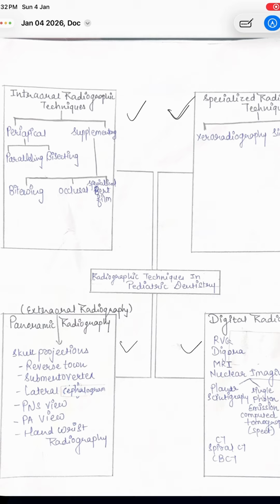Intraoral radiographic techniques include periapical and supplementary. Periapical include paralleling and bisecting, and supplementary techniques include bite-wing, occlusal, and specialized bent film technique. Specialized radiographic techniques include xeroradiography and sialography. Extraoral radiography includes panoramic radiography, skull projections, and hand wrist radiography.